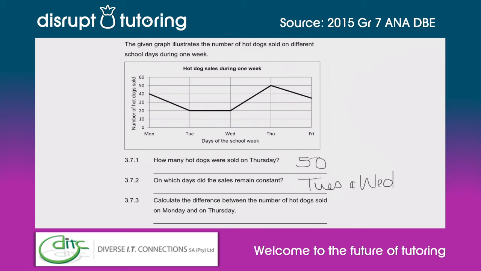Now we already know that hot dogs on Thursday, that was the day they sold the most hot dogs. So Thursday must be bigger than Monday. If we look at Monday's amount, we see that 40 hot dogs were purchased. So therefore 50 minus 40 is going to give us the difference between the 2 days, and that would then be 10. So 10 more hot dogs were sold on Thursday than there were on Monday.